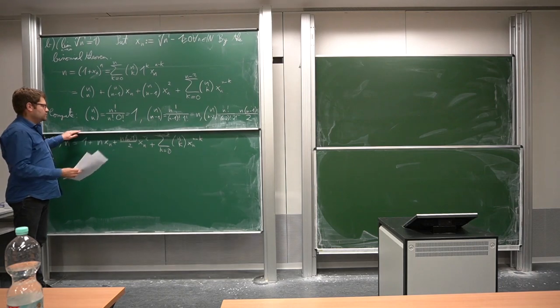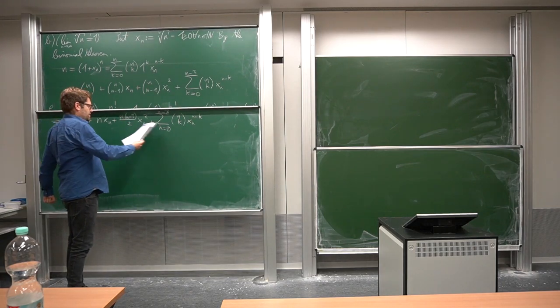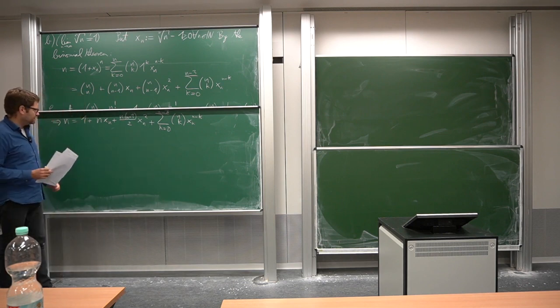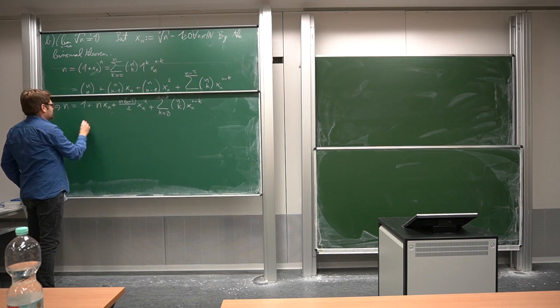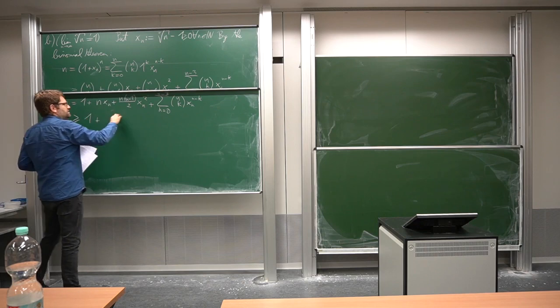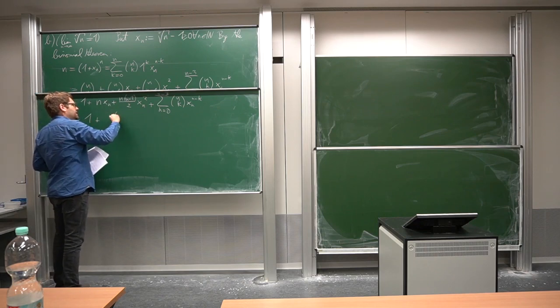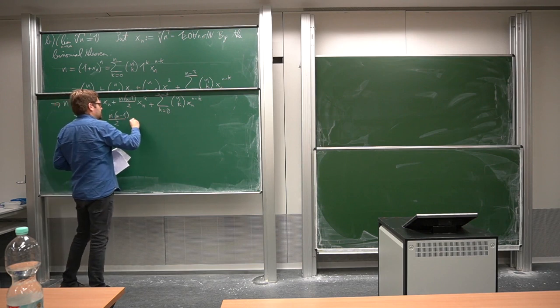Taking a look at this equation, these binomial coefficients are by definition always non-negative, so all of the summands are non-negative. This means we can estimate this from below if we just drop some of the summands. So this is bigger than or equal to, and now I will just keep a few of them: 1 plus n times n minus 1 over 2 xn squared.